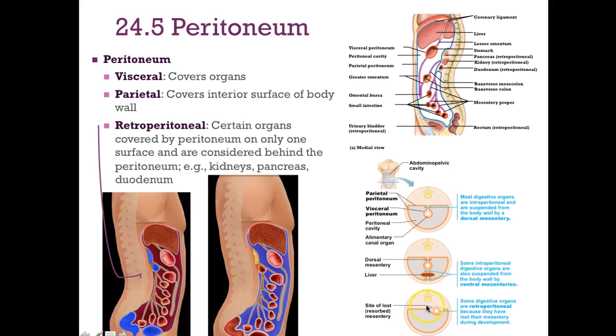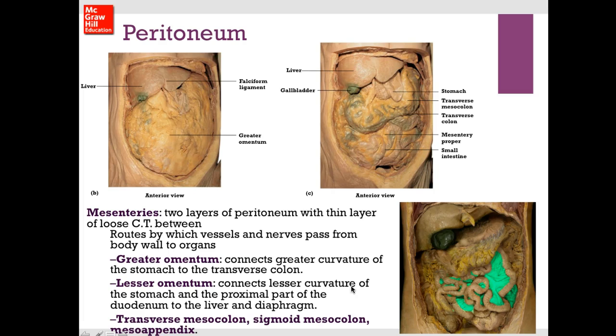And some structures will be developing posterior to this peritoneum. And so we would say that these organs are retroperitoneal, because they don't have any mesenteries that are associated with it. So more on these mesenteries, we are looking for areas where we have two layers of peritoneum with a thin layer of loose connective tissue between them.